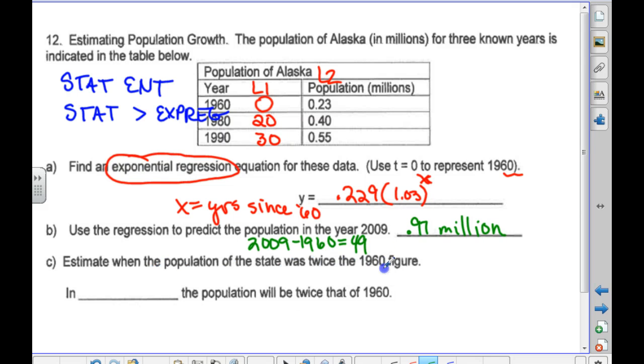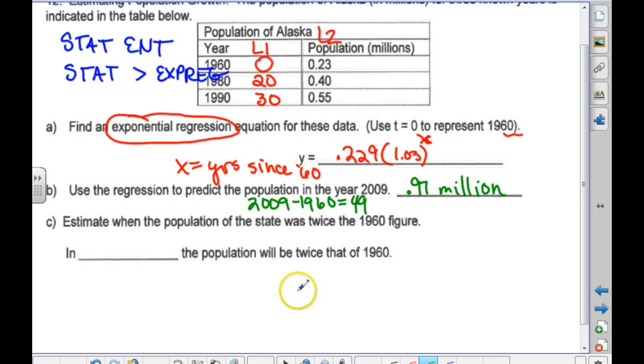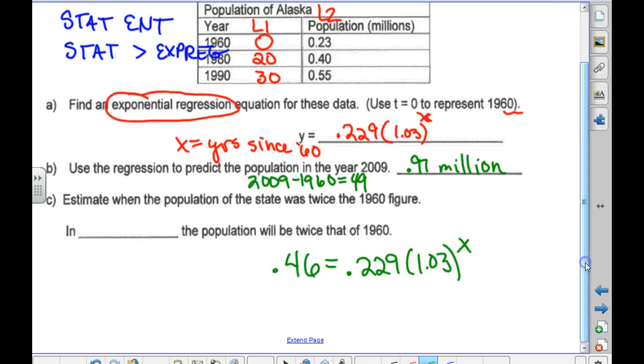All right, and estimate when the population will be twice that. We can do this algebraically, or you could do it on the graph. What is twice the 1960 figure going to be? So if we put 0.46 equals 0.229 times 1.03 to the x, first thing we're gonna do is, okay, 0.46 over 0.229, and then take the log of both sides.